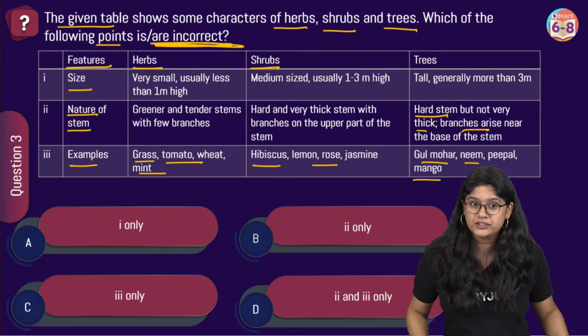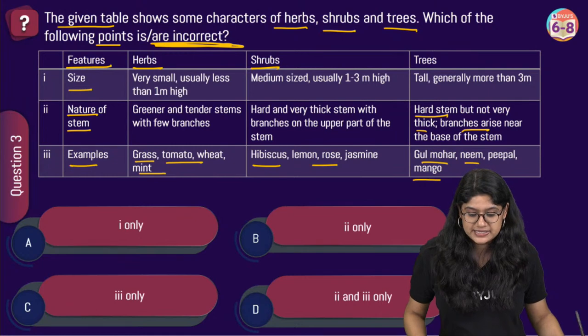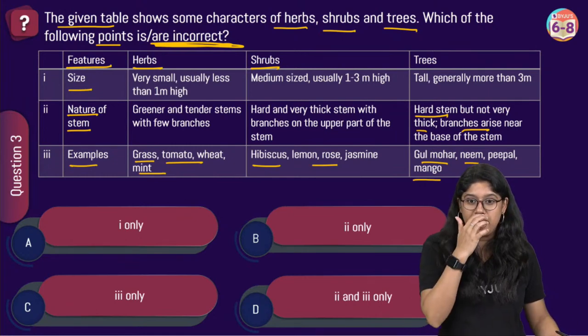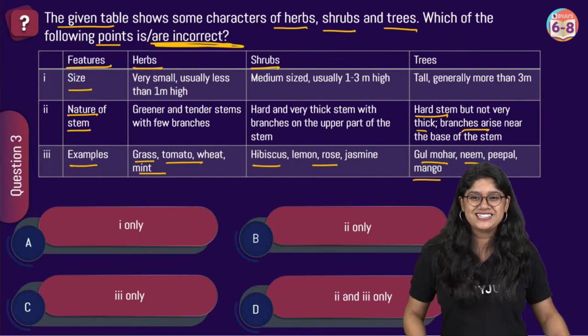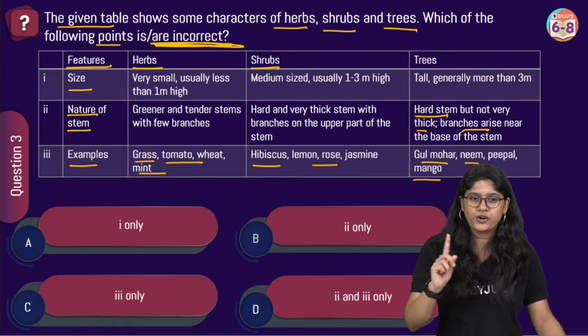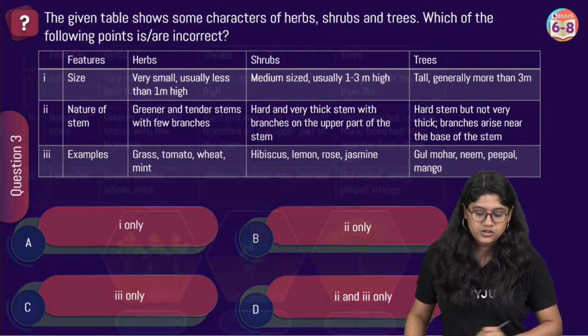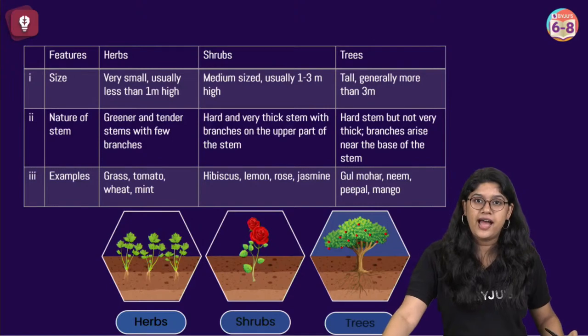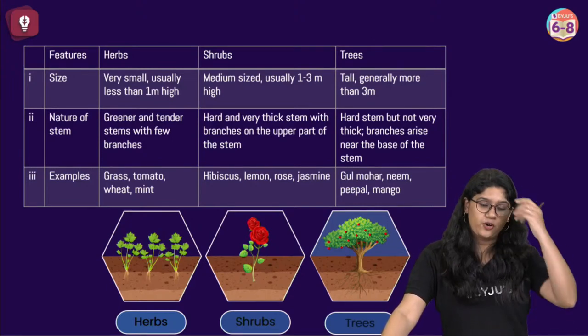So I hope that you have picked your option. I can see option number B getting more marks. Let's end the poll and let's see whether it's correct or not. Very good, very good. Seems like option B got 40%. Let's find the answer. Anishka, I'm good. I hope that you're also good.